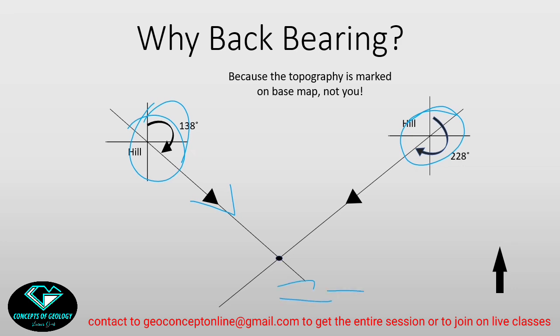And again I am taking another back bearing from this hill. This is supposed to be 28 degrees, measured in this direction. I will draw two lines on the map. The two lines will intersect at a point. That point will be the location of the geologist.